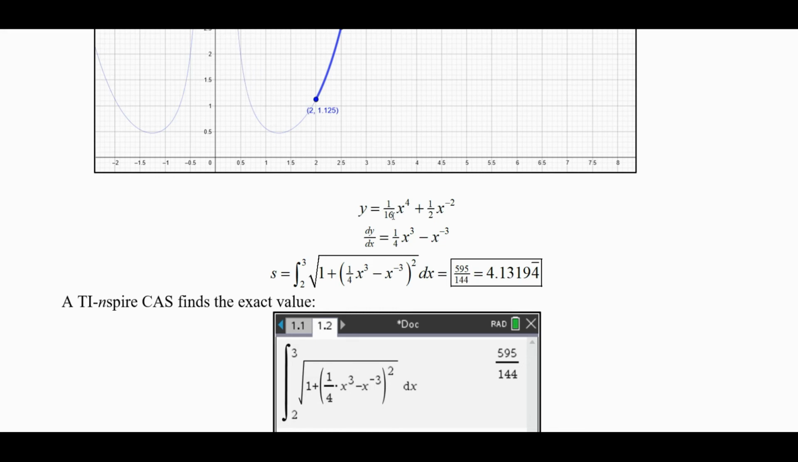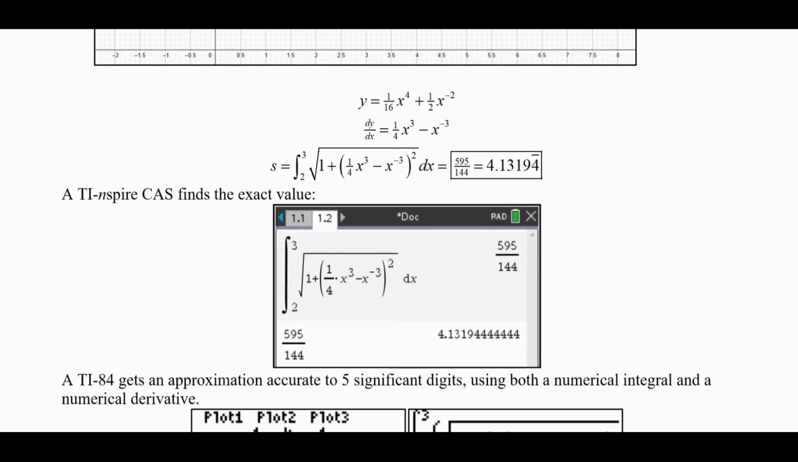I went ahead and found the derivative here. y is 1/16 x to the fourth plus 1/2 x to the negative 2. Then dy over dx, let's see, 4 times 1/16 is 1/4, x to the power of 3. Negative 2 times 1/2 is negative 1. Subtract 1 from the power, it becomes negative 3. So there's the derivative. Take that, square it, plus 1. I put that in the calculator. So I did the derivative by hand, but let the calculator do the rest. I could even let the calculator do the derivative as far as that goes. And it came out with an exact value of 595 over 144, or exactly 4.13194, and then the 4 repeats forever.